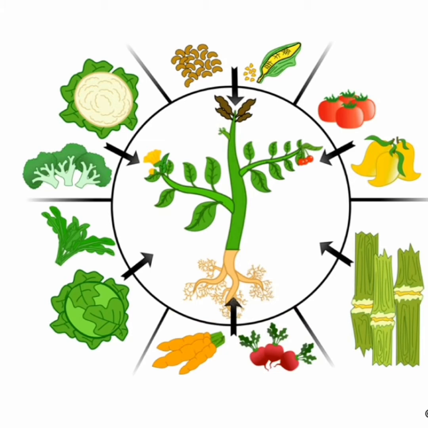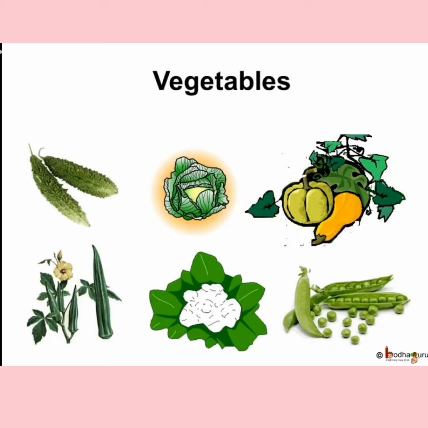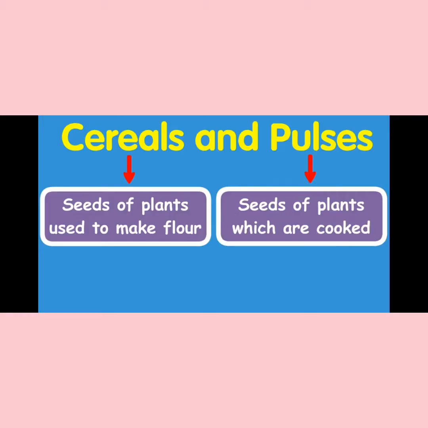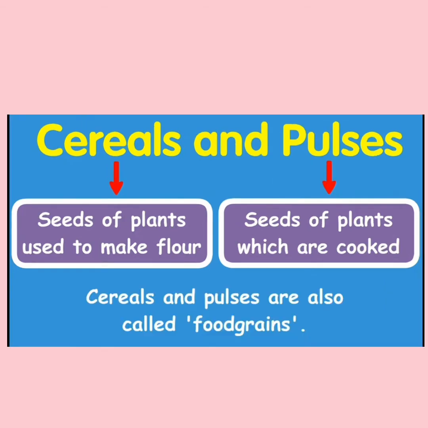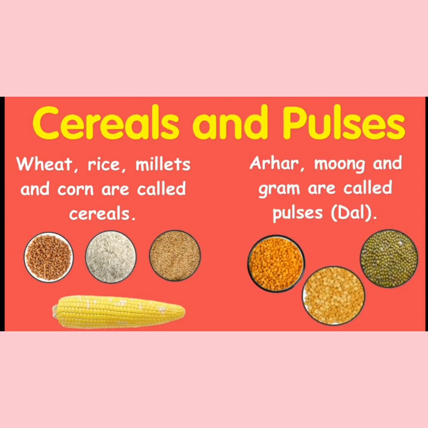For example, fruits, vegetables, seeds and pulses. Wheat, rice, corn are cereals. Arhar, moong and gram are called pulses.